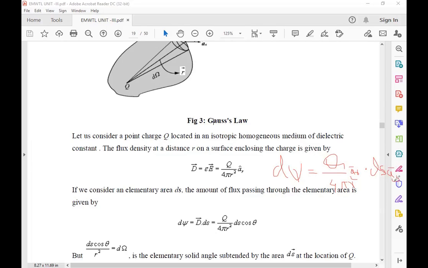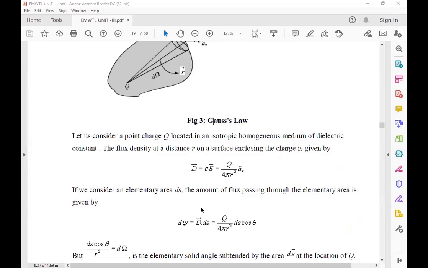We have the direction inside, so aR bar dot aS bar is a magnitude. q by 4 pi r square into ds is a magnitude, and aR bar dot aS bar is cos theta. This is multiplied with the cos theta. Got it?